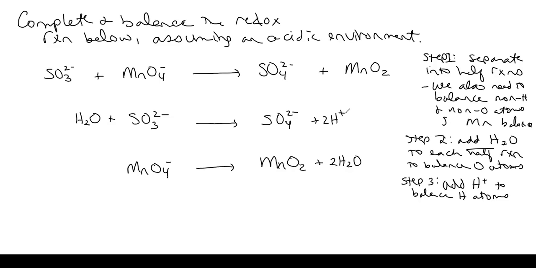And in the manganese one, I am going to look here, and we have 4 hydrogen atoms in the products. And so I need to add 4 H plus to the left side of the reaction. So those balance out.